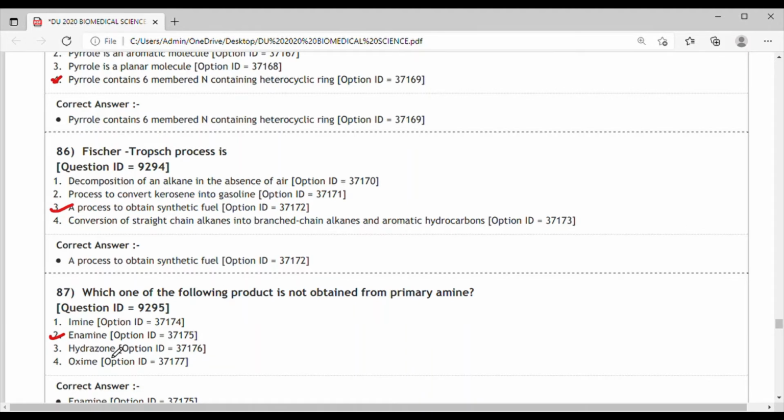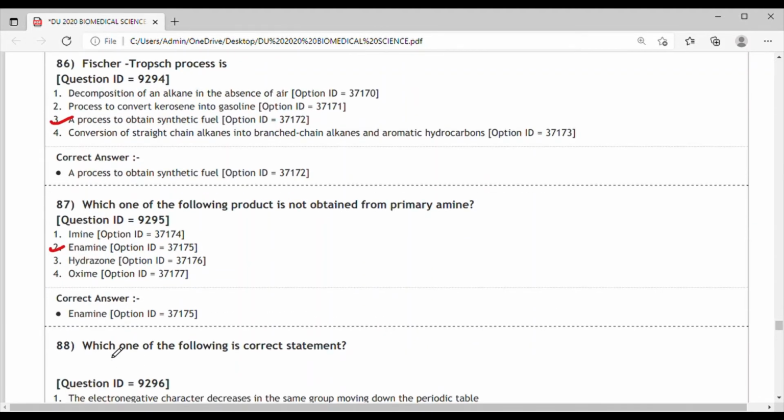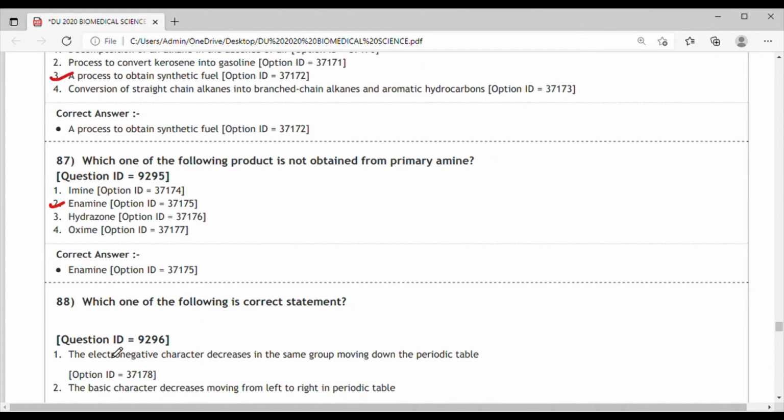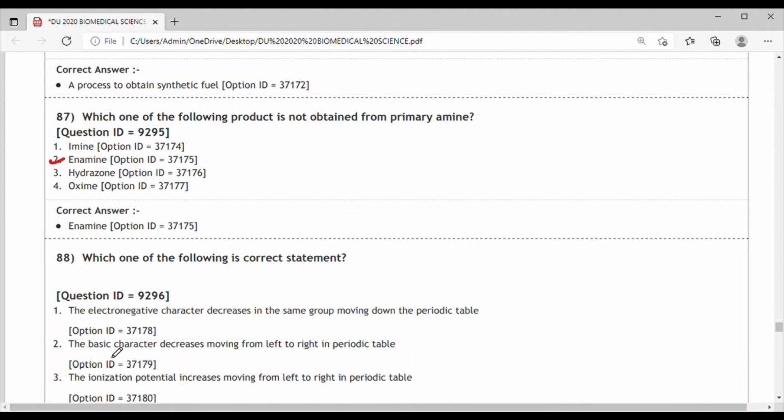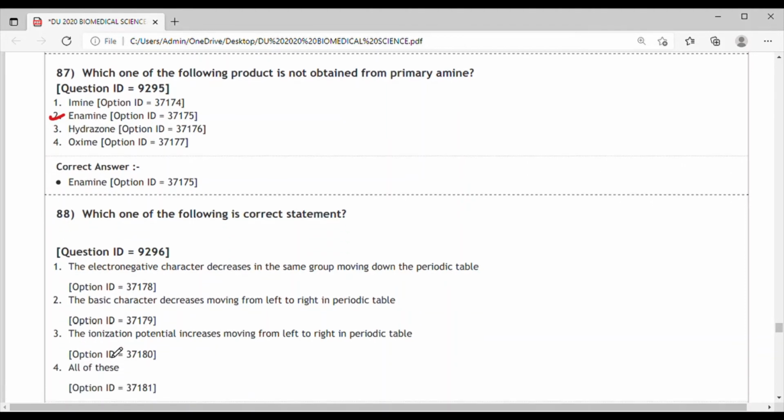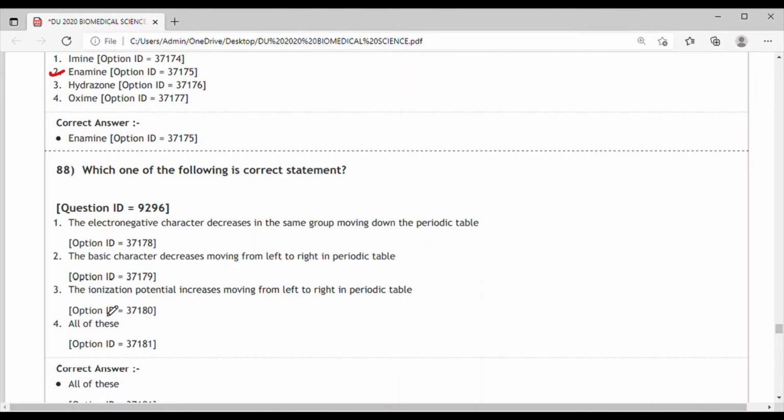Next question, which one of the following is the correct statement? Option 1, the electronegative character decreases in the same group moving down the periodic table. Option 2, the basic character decreases moving from left to right in the periodic table. Option 3, ionization potential increases moving from left to right in the periodic table. Option 4, all of these. Basically, all three options are correct, so all the statements are correct. Our correct option is option 4, all of these.